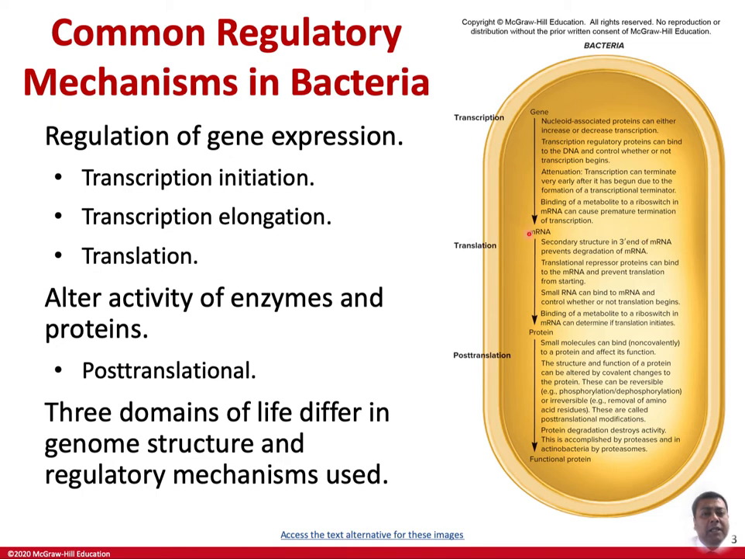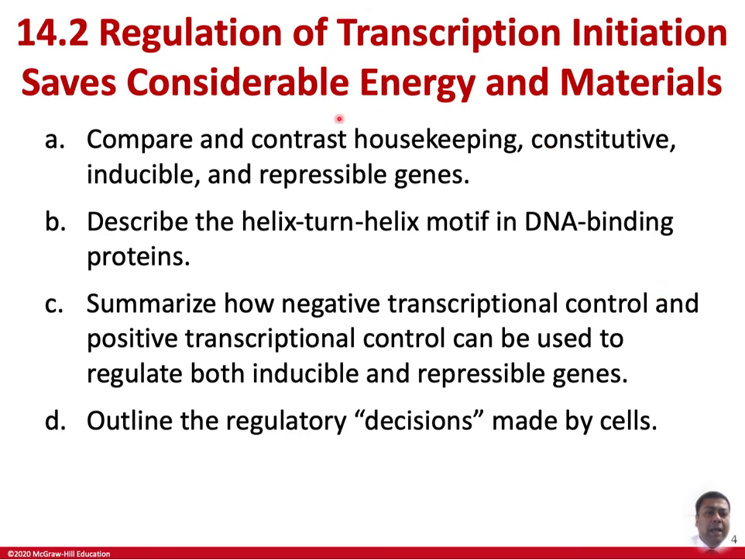But again, these secondary structures can also attenuate the translation of other genes, as well as influence the transcription of other genes, and we are going to take a look at those. And there are some small RNAs which bind to these mRNAs that can also control. So there are many different types of control, and this just gives you a self-explanatory overview of the whole process. So let's take a look at the regulation of transcription initiation, which saves considerable energy and materials.